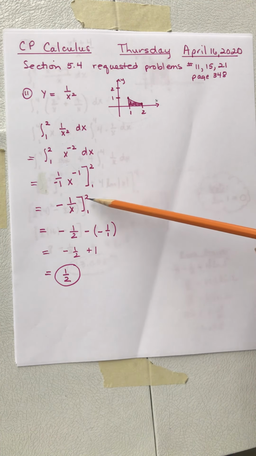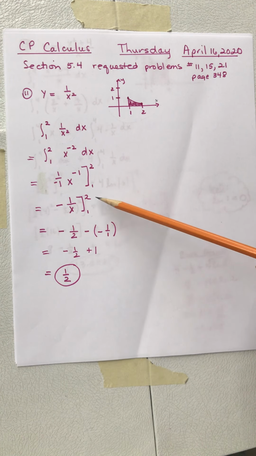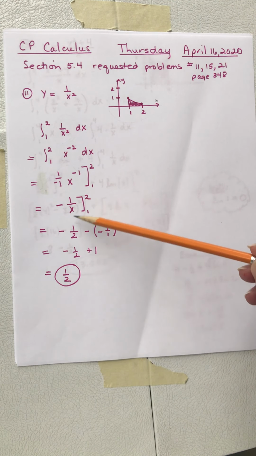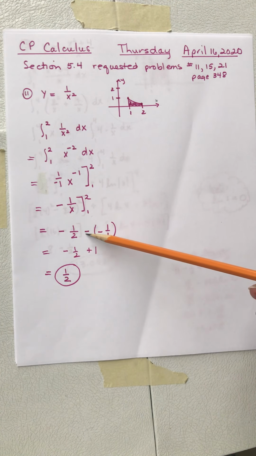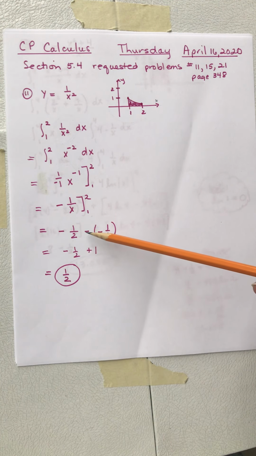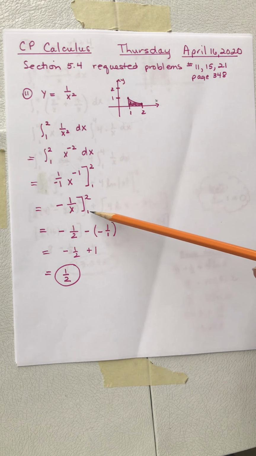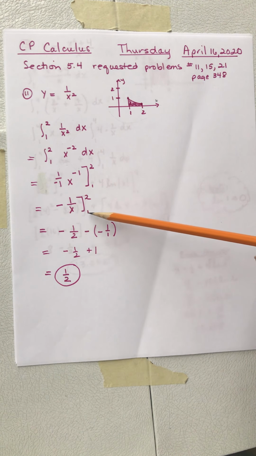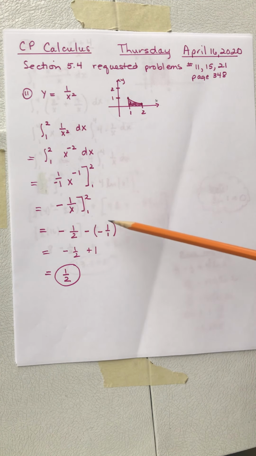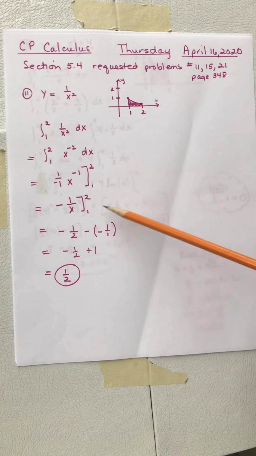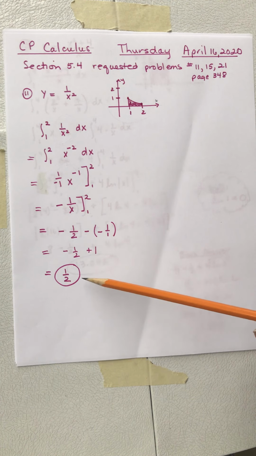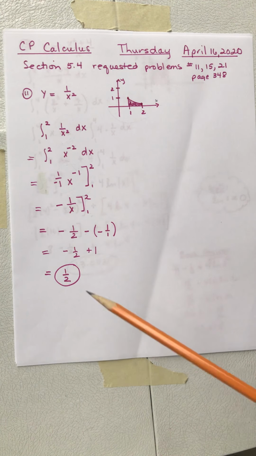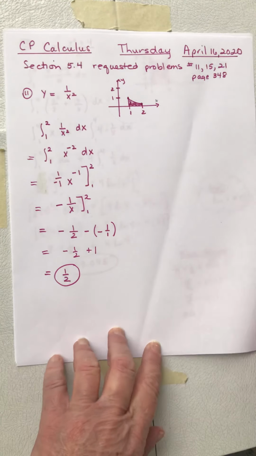And then we're going to evaluate it from 1 to 2. First you plug the 2 in, and we get negative 1/2. And by the fundamental theorem of calculus, we subtract what we get when we put the lower limit of integration in, which here is 1. So we're substituting that into negative 1 over x. We get negative 1 over 1. Simplifying that, we get negative 1/2 minus a negative 1, which gives us plus 1. So our answer is 1/2. I hope you followed that. All right, so that's number 11.